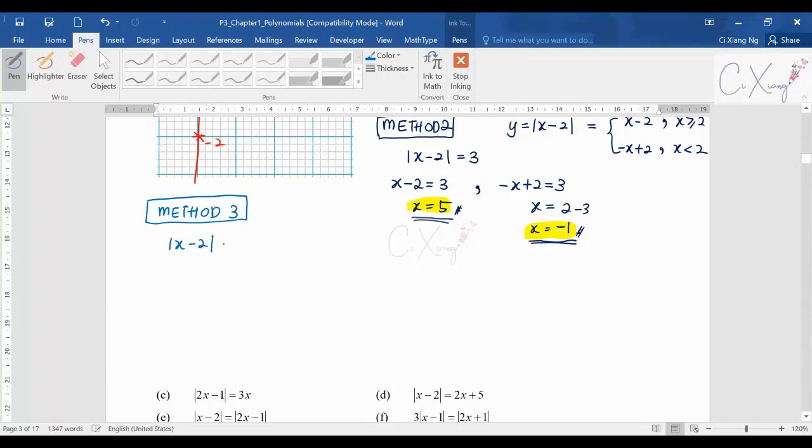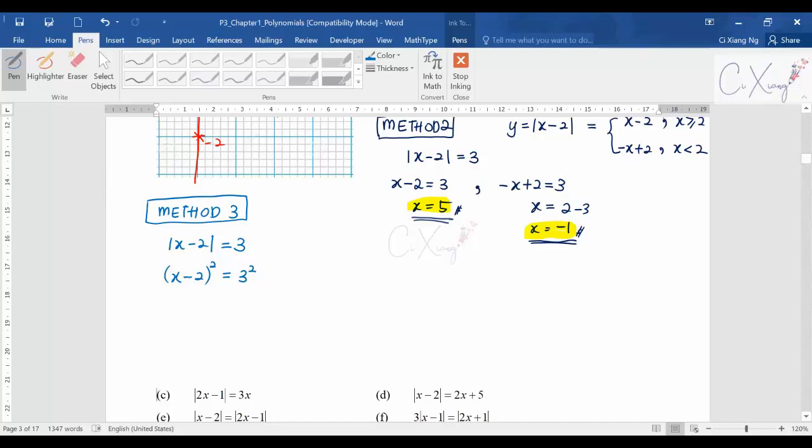Modulus x minus 2 equals to 3. Before we square both sides, you need to know what happens when you square both sides here. The modulus function is a positive function, right? That means all your values should be positive because you reflect everything up above the x-axis. So when you square both sides, your graph is still positive. Therefore, you can actually ignore the modulus sign because when you square both sides, it is still positive. And then 3, you also need to square it. 3 squared is 9.